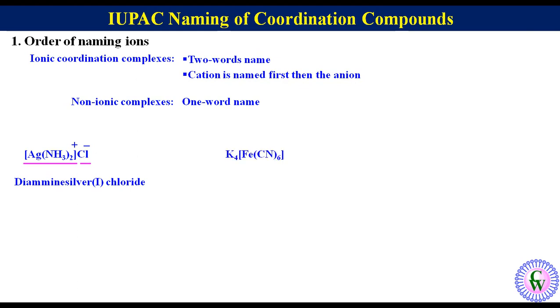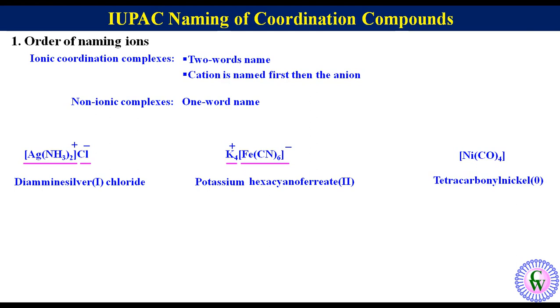Let's take the example of K4[Fe(CN)6]. This is also an example of an ionic coordination complex consisting of potassium as cation and a complex ion as anion. So the first word of the name will be potassium and the second will be hexacyanoferrate(II). Ni(CO)4, nickel tetracarbonyl, is an example of a non-ionic complex. It has a one-word IUPAC name, which is tetracarbonylnickel(0).